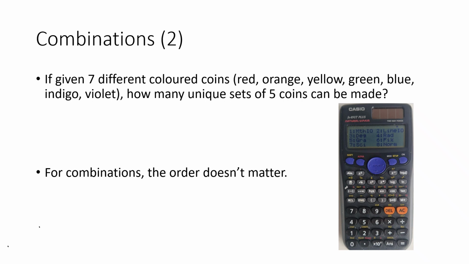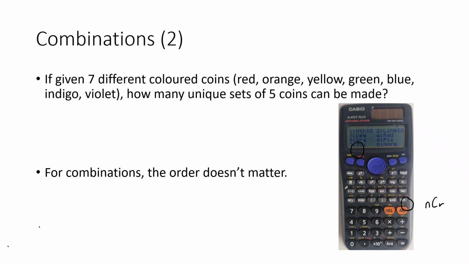Would you look at that, the exact question I was talking about? If given 7 different colored coins, how many unique sets of 5 coins can be made? Now, I could write out every single combination, but that's a lot of effort. So what I can use instead is the calculator, and I can use a combinations function. So this is a calculator I have here, and how you get a combination function is by pressing Shift and a division sign. What you're trying to do is click on the nCr button on your calculator.